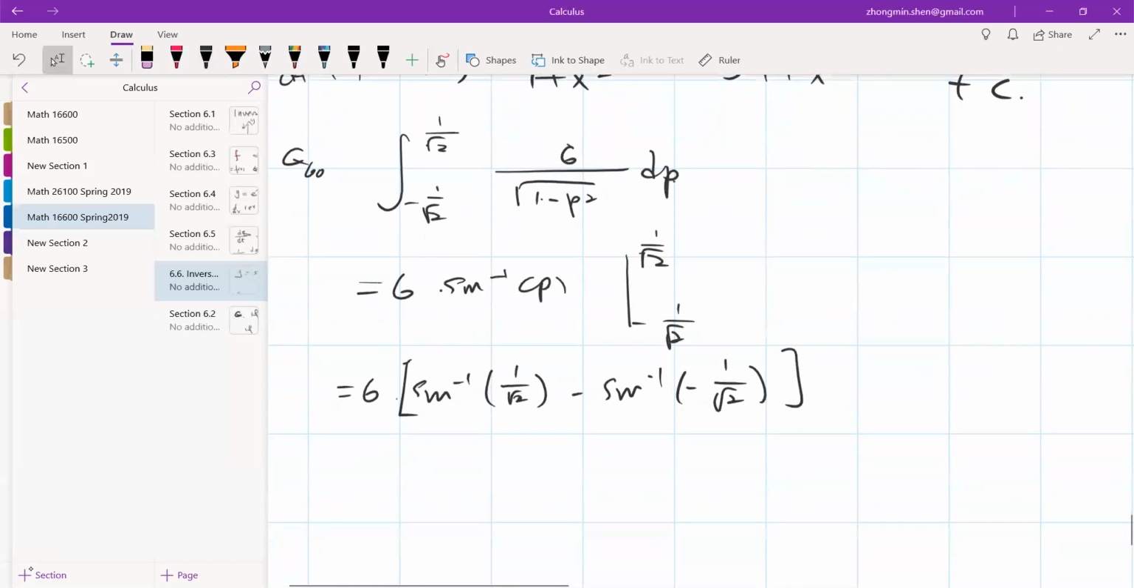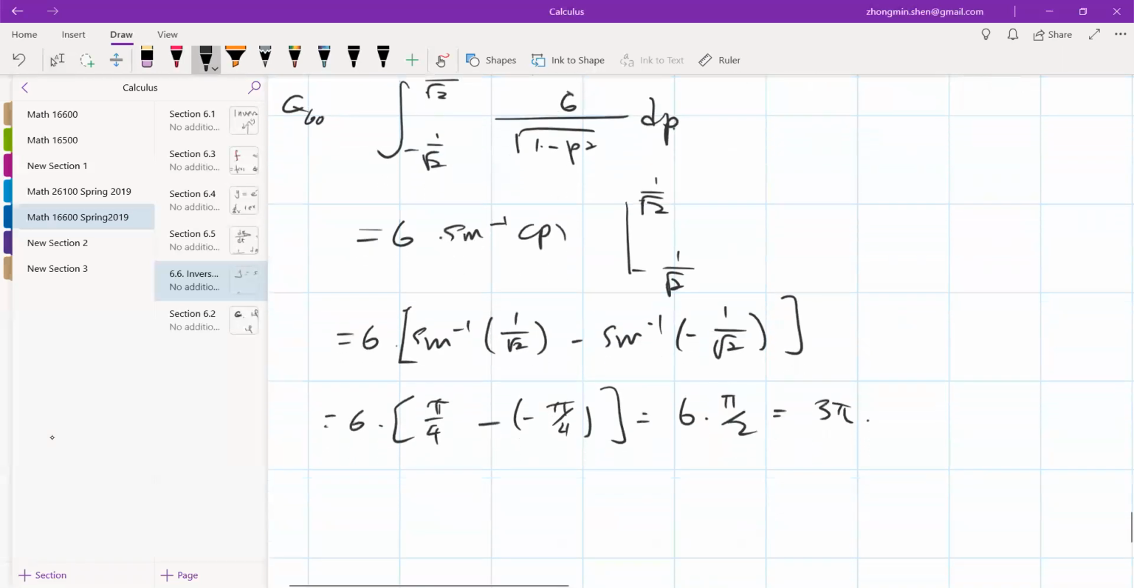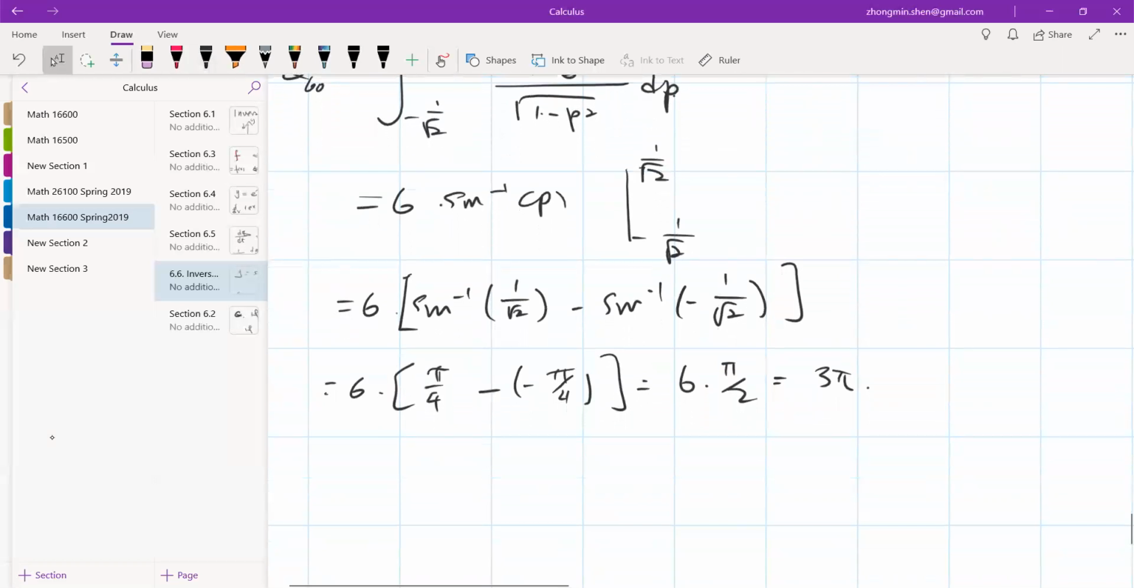My question is, what is the value of it? I think it's going to be pi over 4 minus negative pi over 4. So it's going to be pi over 2, which is 3 pi. I know sine pi over 4 is going to be square root 2 over 2. This is just 1 over square root 2. That's the reason I got this.